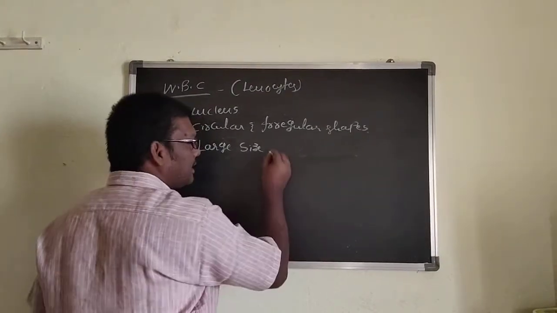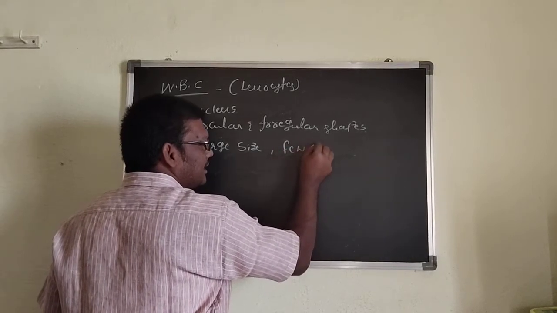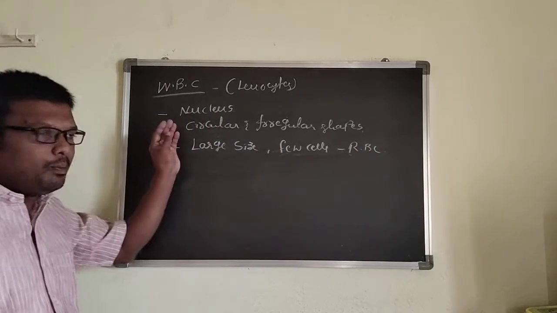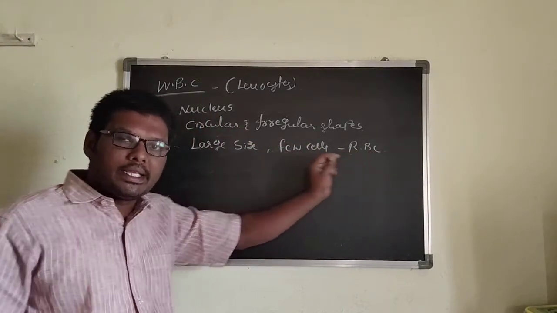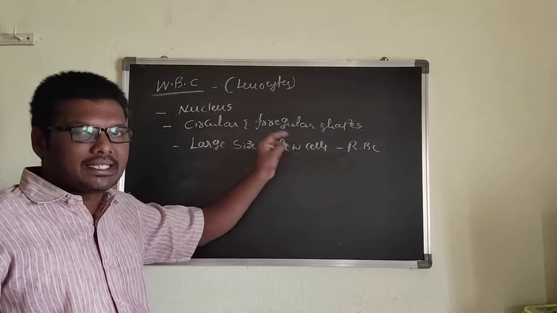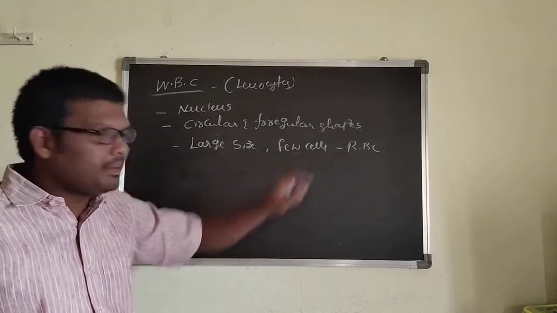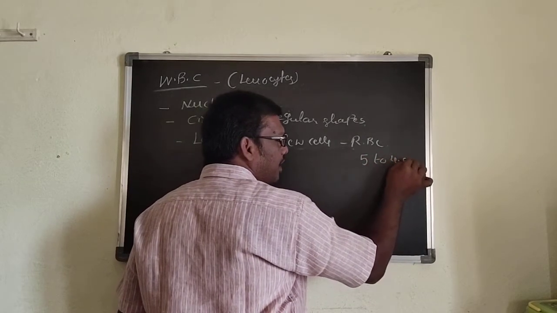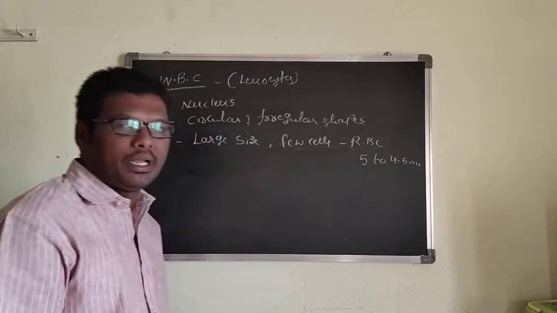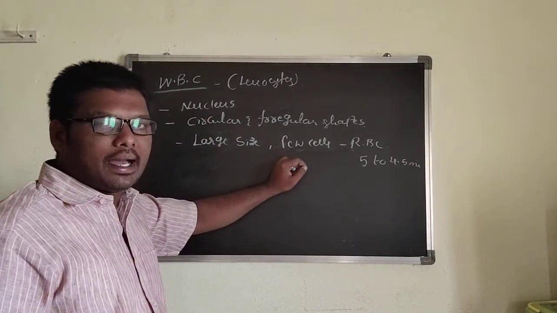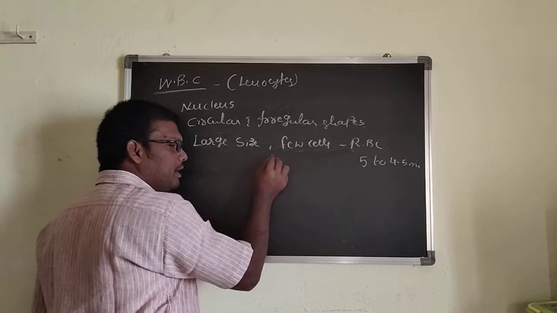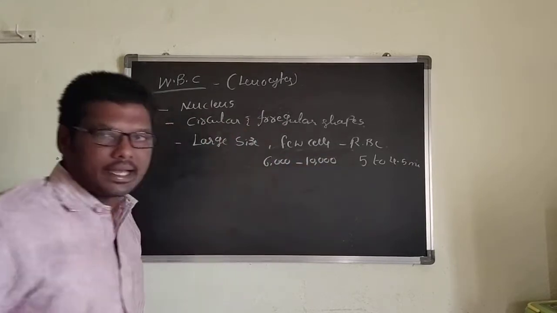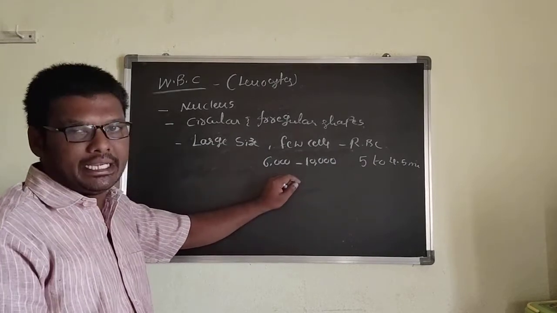Based upon their number, they have fewer cells compared to the RBC. So we can compare WBC with RBC: size is more, but number of cells is less. As I said, RBC count is 4.5 to 5 million per cubic millimeter. For WBC, 6,000 to 10,000 white blood cells per cubic millimeter are present in normal condition.